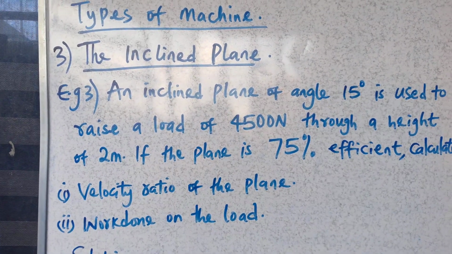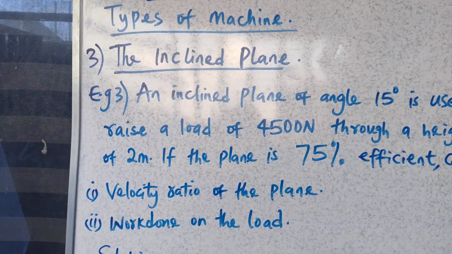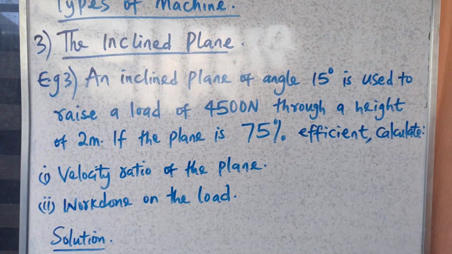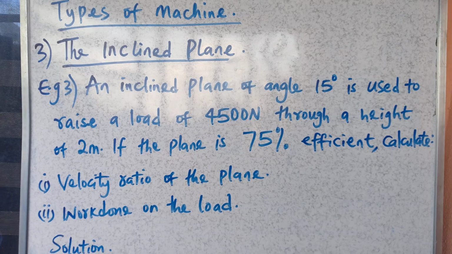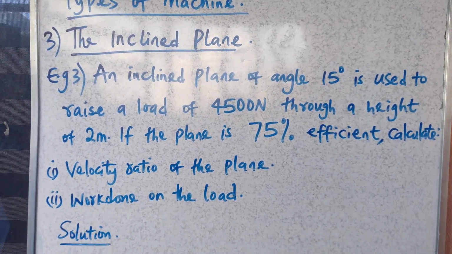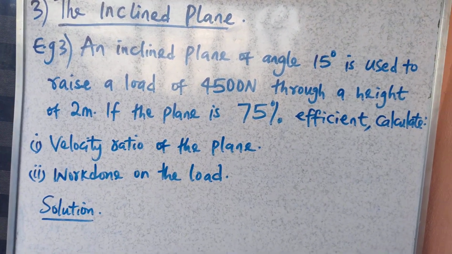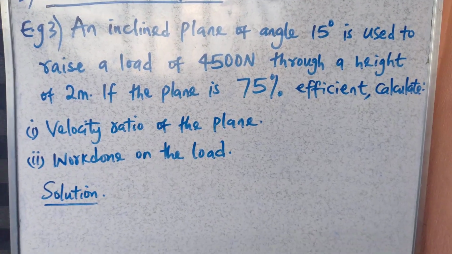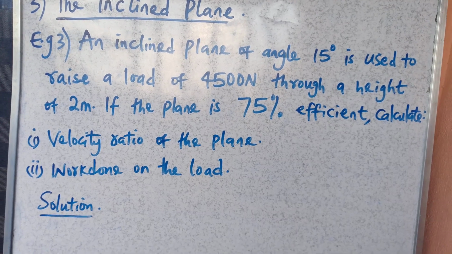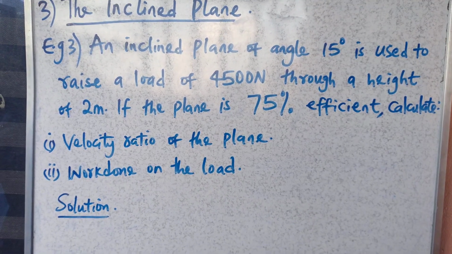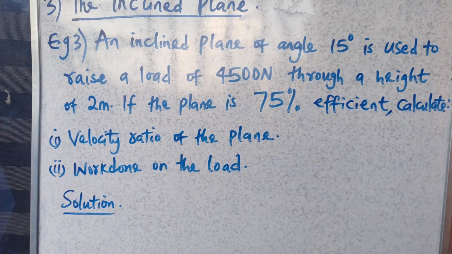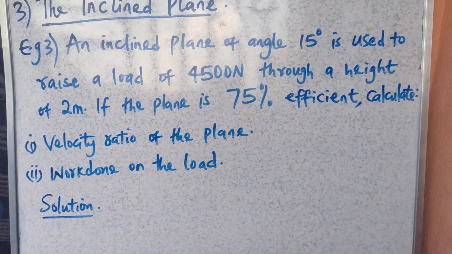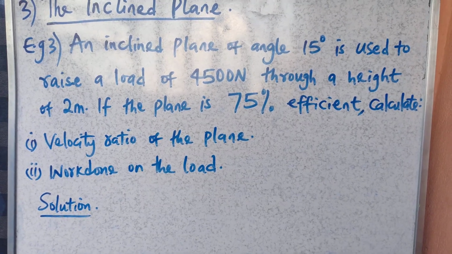All right, we are still on the concept of the inclined plane, and we are looking at the third example. It says an inclined plane of angle 15 degrees is used to raise a load of 4,500 Newton through a height of 2 meters. If the plane is 75% efficient, calculate (1) the velocity ratio of the plane, (2) work done on the load. So we'll first list out the parameters in that question before solving.